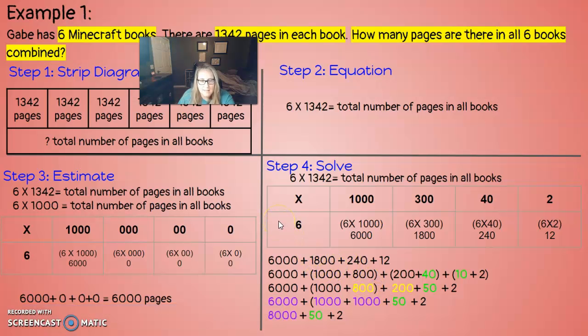And finally, I'm going to add all of the pieces together. So I'm going to do 8,000 plus 50 plus 2. And when I do that, it gives me an answer of 8,052 pages. So in all 6 of those books, there were 8,052 pages. Now remember, the way I check my work is by comparing it to my estimate. So 6,000 and 8,052, those are pretty close whenever you're talking about thousands. So I know I did my work correctly.